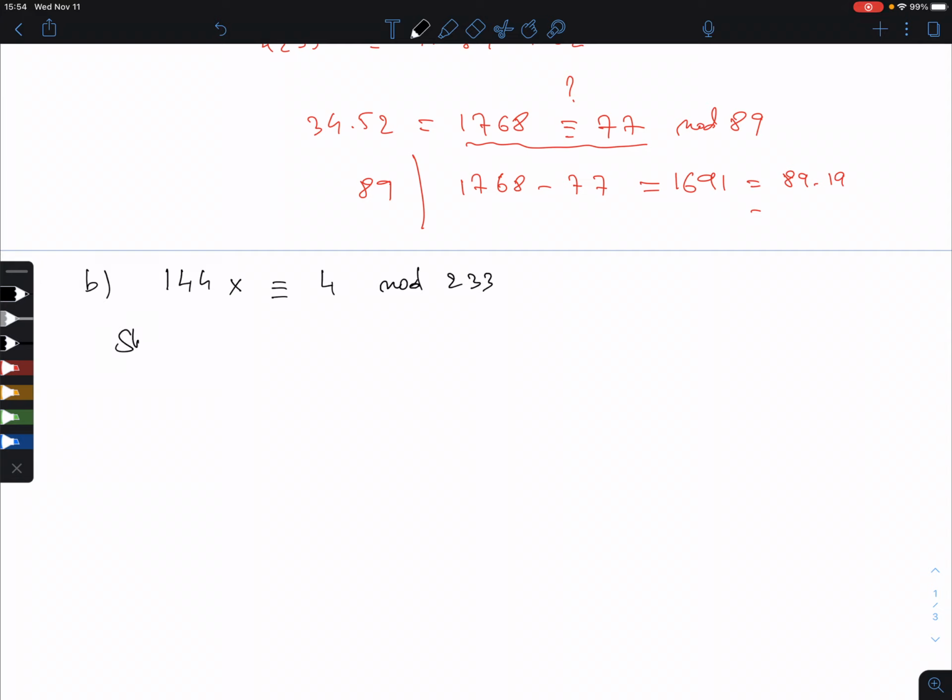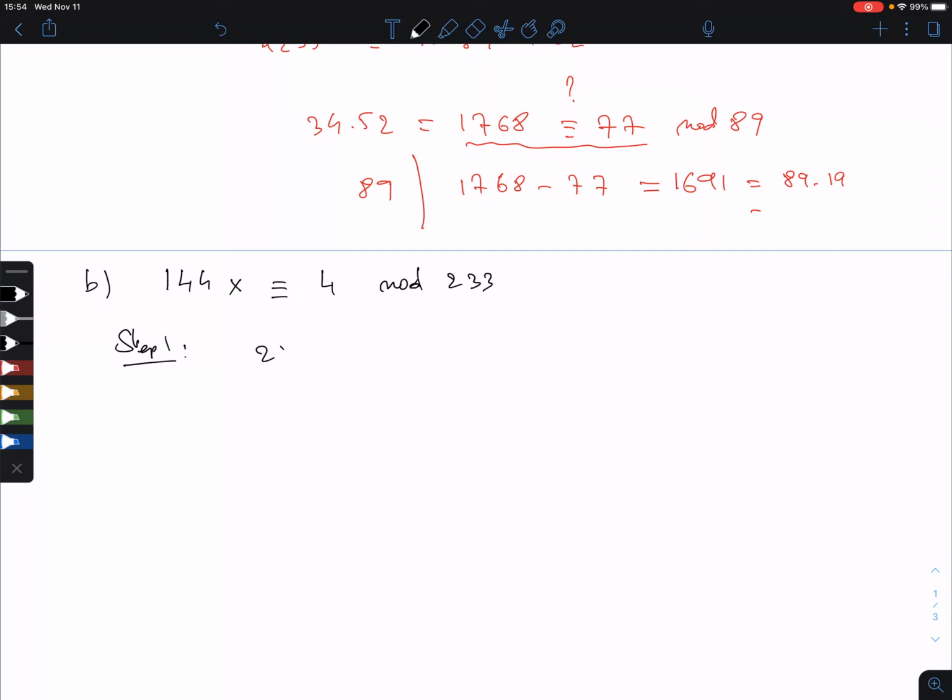233. So step 1 again. We first need to find the inverse of what? Of 144, the one in front of x. That's the one that we want to multiply away. So, sorry, we don't. You have always to take the biggest one, right? So I wrote the wrong one.